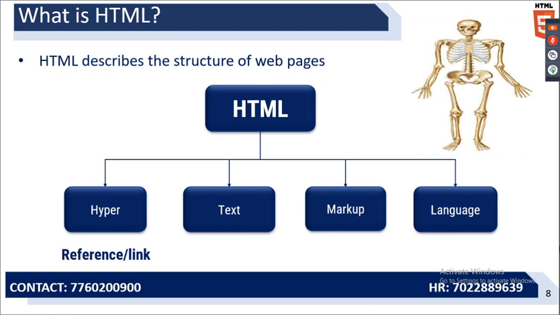So hyper means what, guys? Reference or link. You're storing references or links. Then text means what? It's data, guys. Data or information. The data can be any kind of data, image type, document type. For example, if I want to add an image, we use the image tag. If we want to add a table, we use the table tag. That means whatever data you want to add, we add it in the form of text.